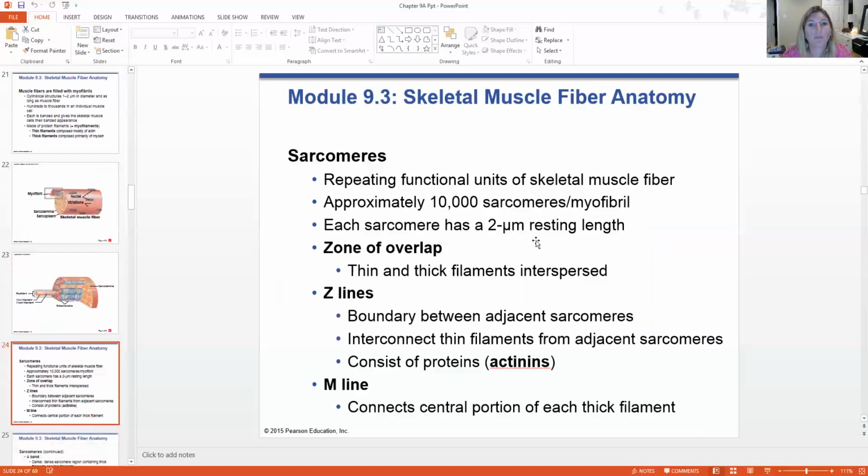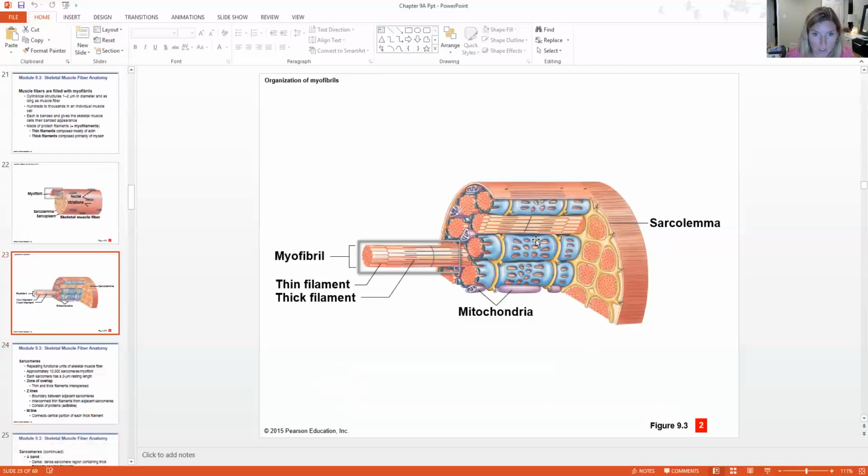All right, so let's talk about a sarcomere. The sarcomere is the functional unit of the muscle fiber. So let me just go back quickly and show you. This whole structure here, where our thick and thin filaments are overlapping, that is a sarcomere. So these sarcomeres are lined end to end to end along the whole length of our muscle fiber.